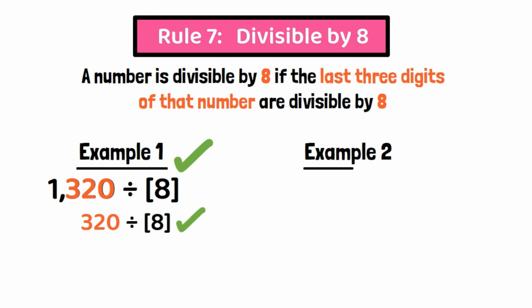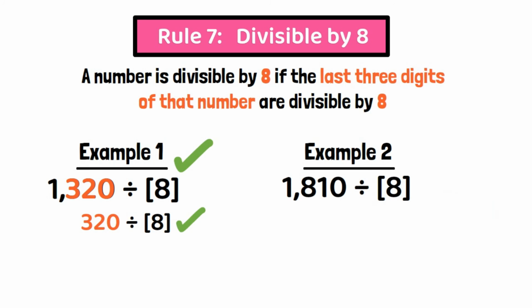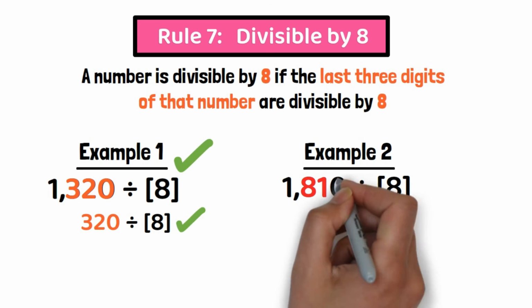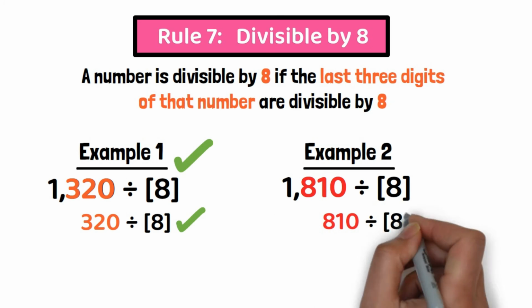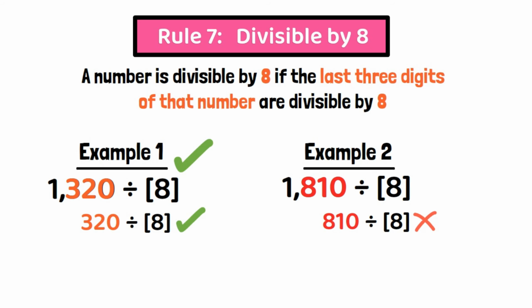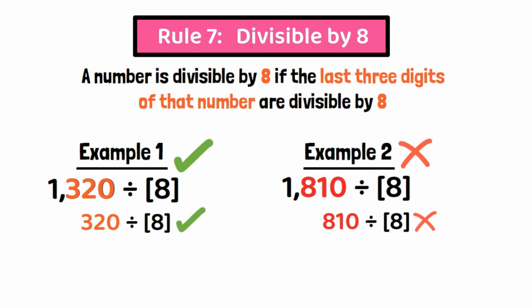Example 2 is 1,810. So is 1,810 divisible by 8? The last 3 digits is 810, which cannot be divided by 8 without a remainder. So 1,810 is not divisible by 8.